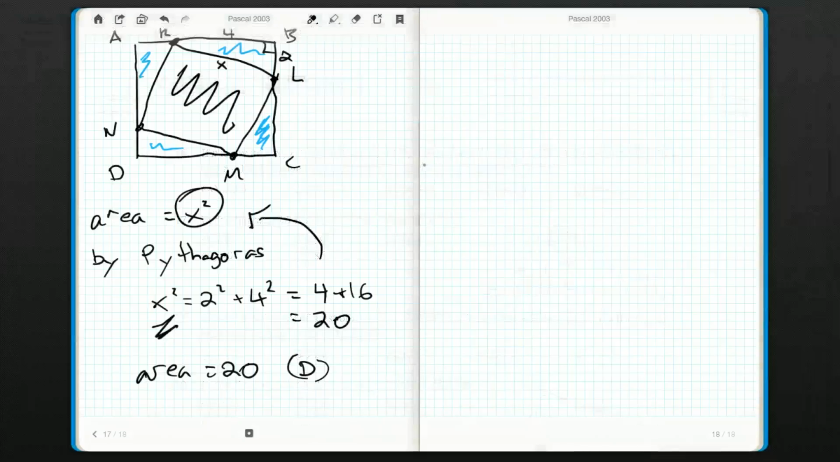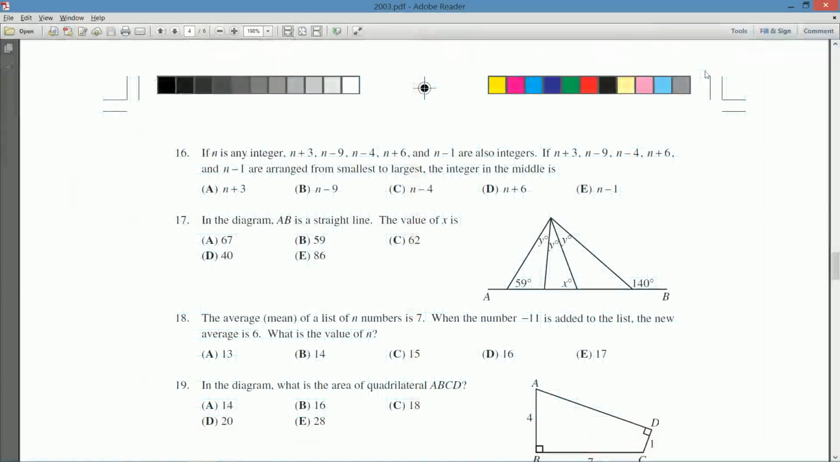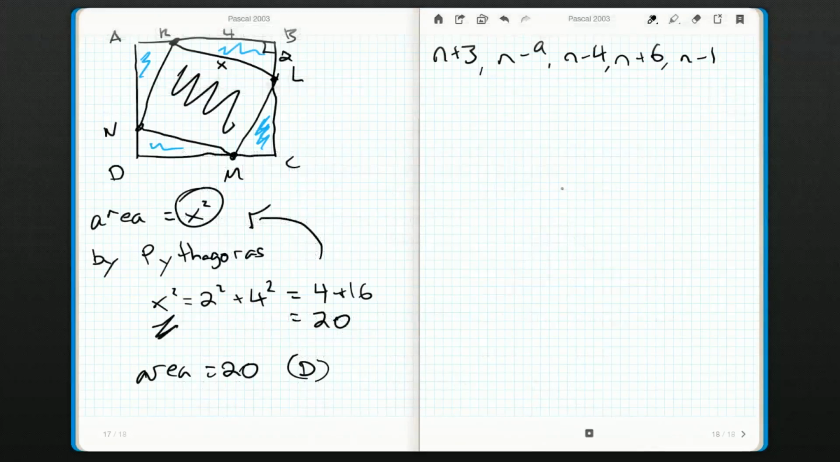So, what did we have? We have n plus 3, n minus 9, n minus 4, n plus 6, and n minus 1. The order doesn't really matter. Okay, so these are our numbers.